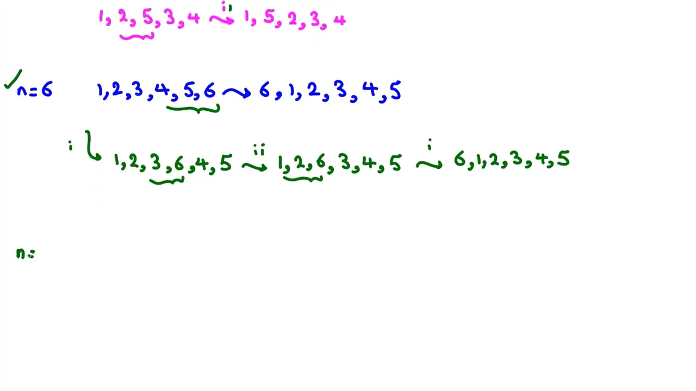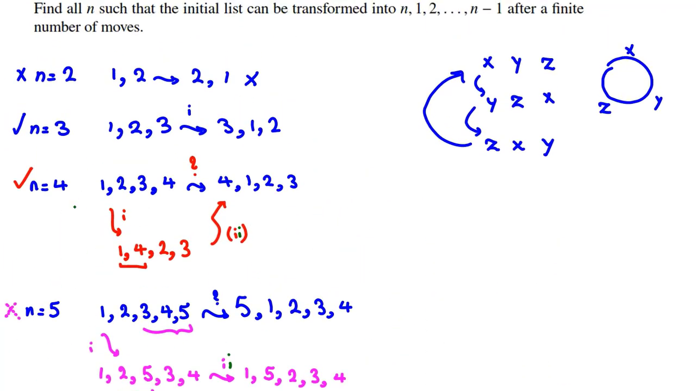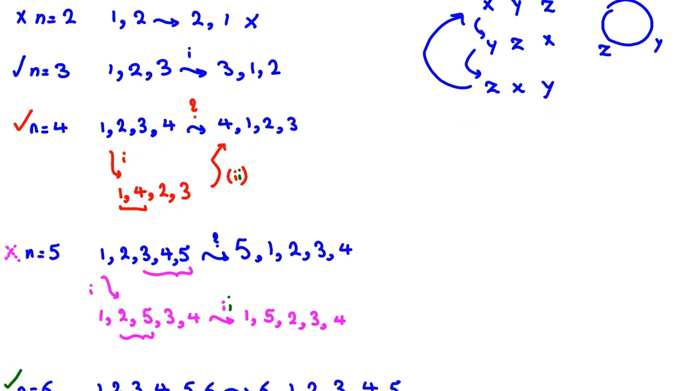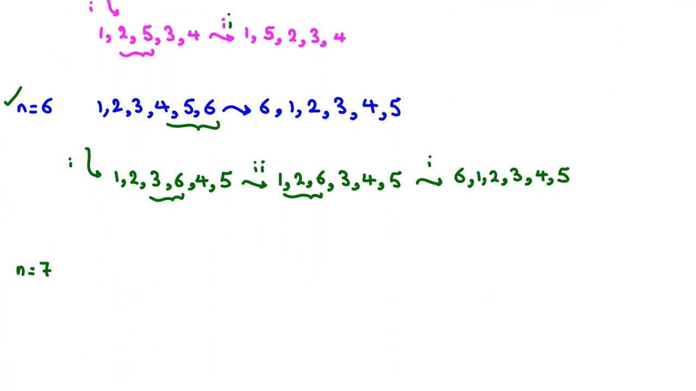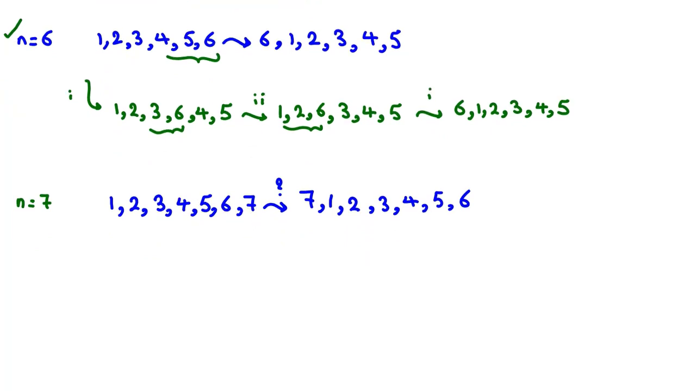Let's check N7. Here, look, we guess everything is related to 3: 3k and 3k plus 1 are possible, 3k plus 2 is not possible. So let's see whether 7 is possible or not. We want to reach from 1, 2, 3, 4, 5, 6, 7 to 7, 1, 2, 3, 4, 5, 6. Again, we focus on taking 7 to the first place.